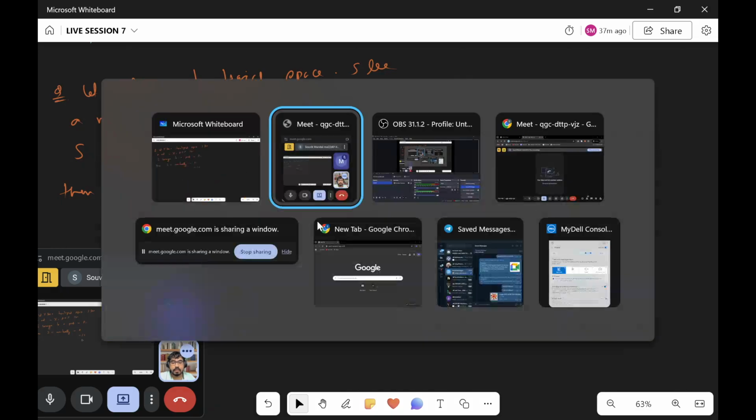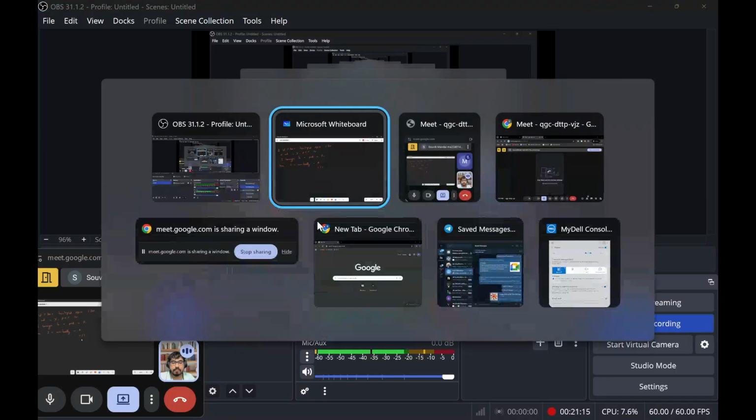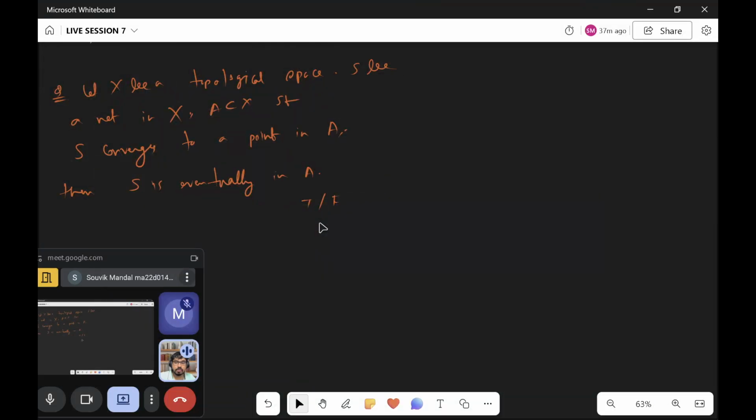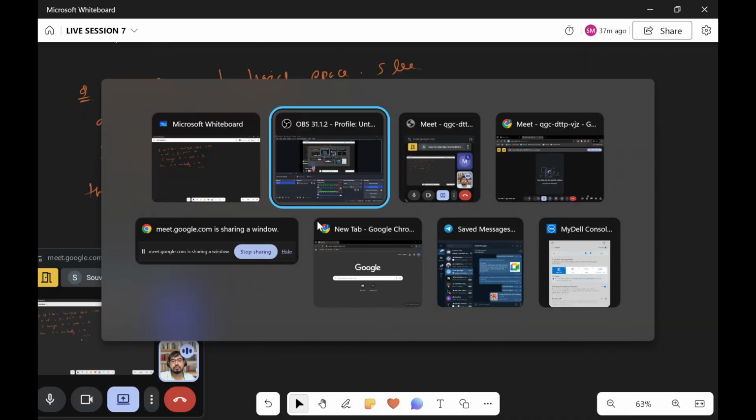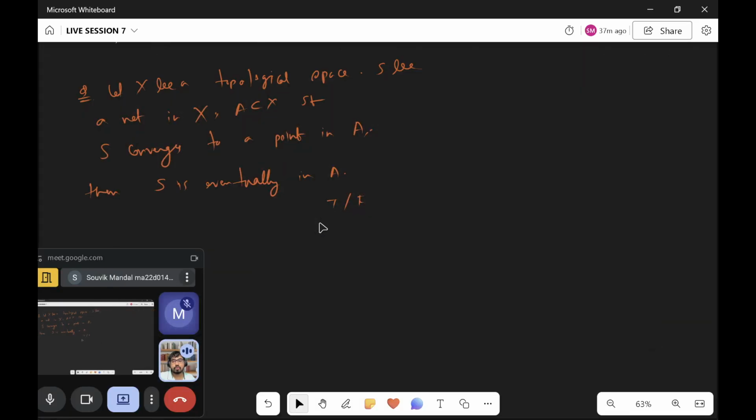Eventually means that a few terms of S may not be in A, but apart from finitely many terms, all the terms of S are in A. This is what we mean by eventually in A. Okay, so now try to figure out the problem by yourself. Take your time, let me know. In the meantime, let me find some other questions.